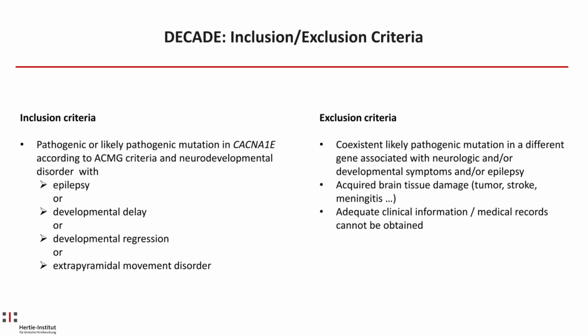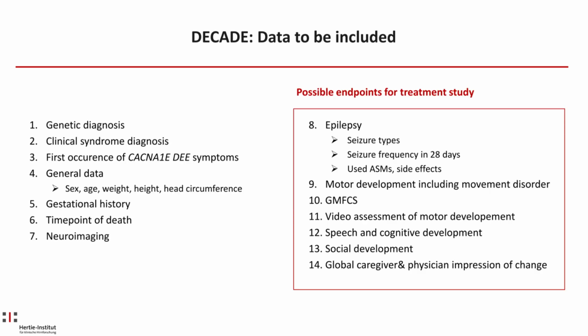We will ask you for data on the genetic diagnosis, but also on the development in the first years and the perinatal time. And what we really want to know is how does the epilepsy develop, how many seizures do patients have, and how does the motor development go on, and also how do your kids develop. That's really what we want to know, and that's what we want to ask.